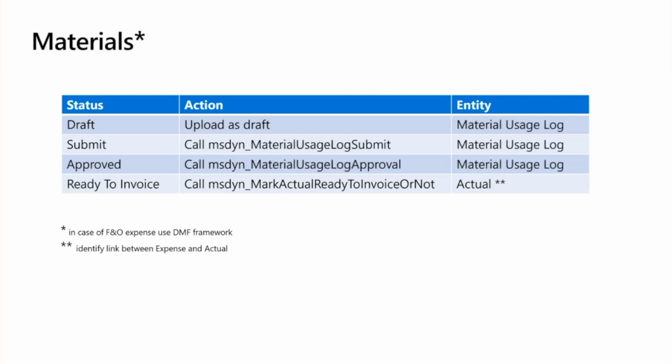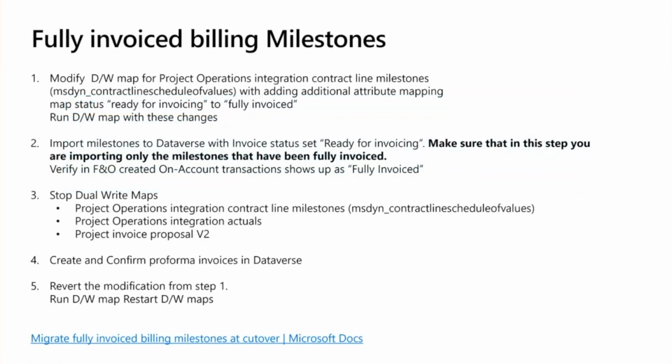Material has a similar entity called material usage log, which has the same actions: material usage log submit, material usage log approval, and mark actual ready to invoice on your actual. So it's the same logic you're going to apply for materials. Last thing that I want to highlight is about what you do with milestones.